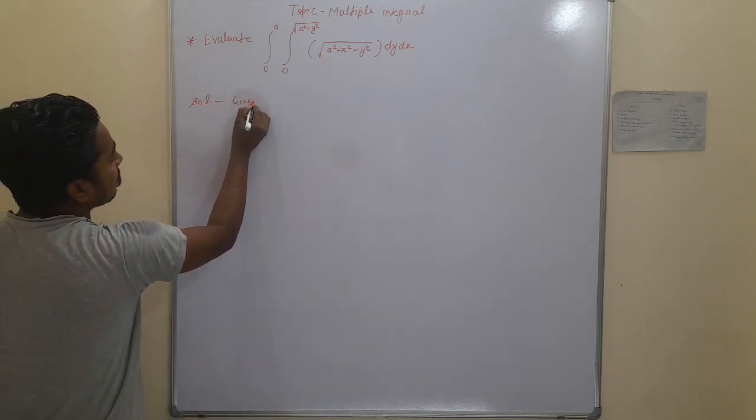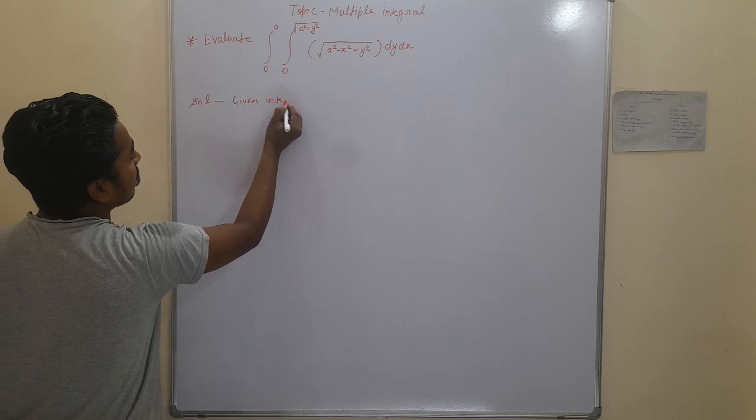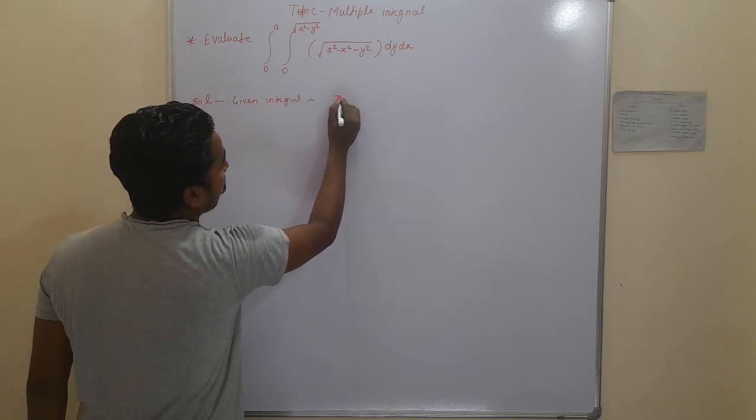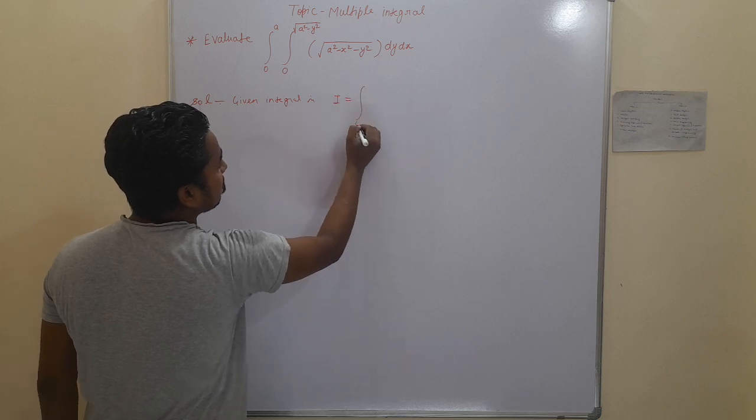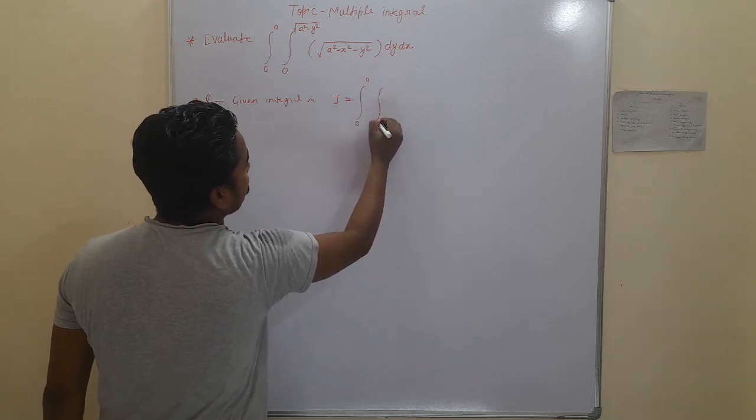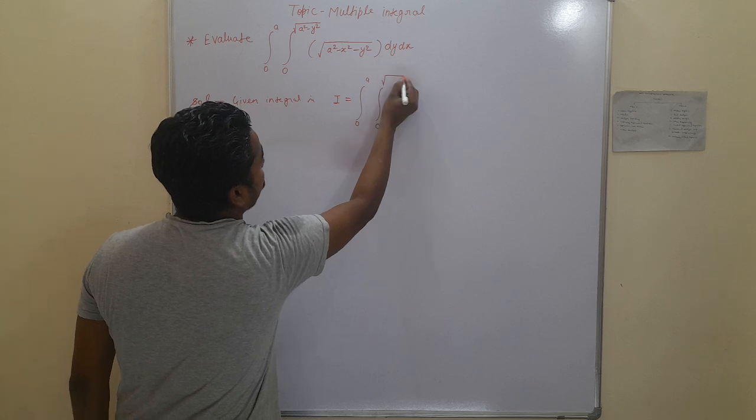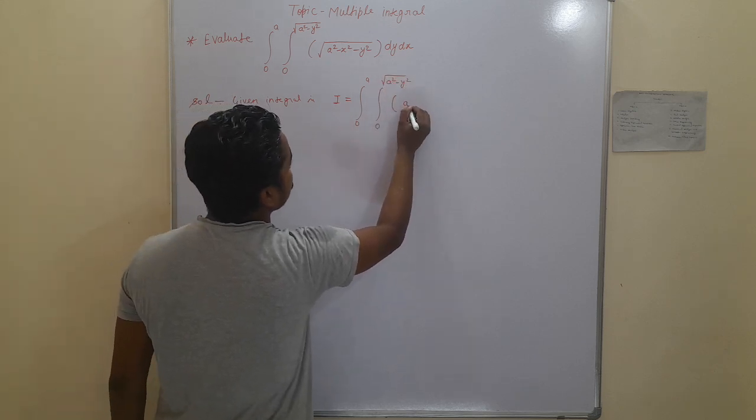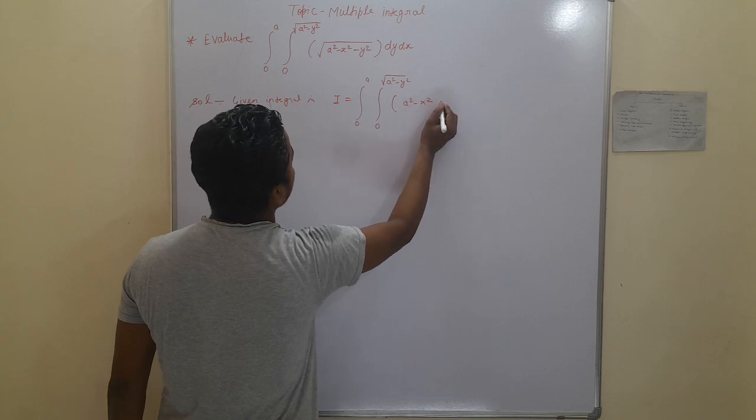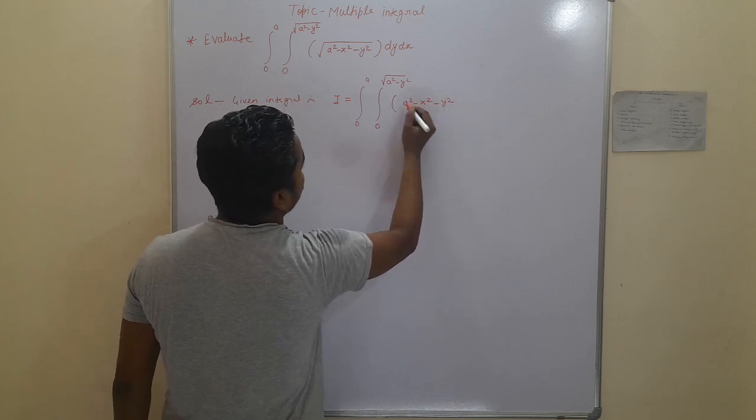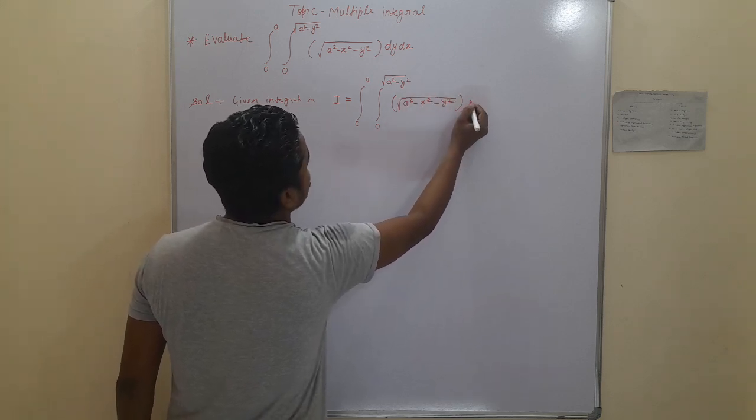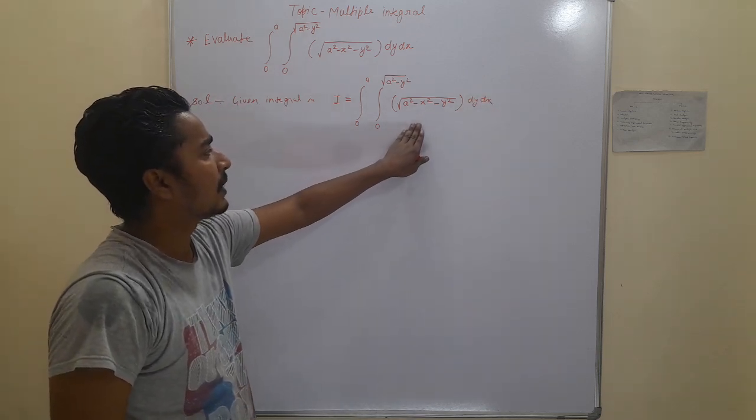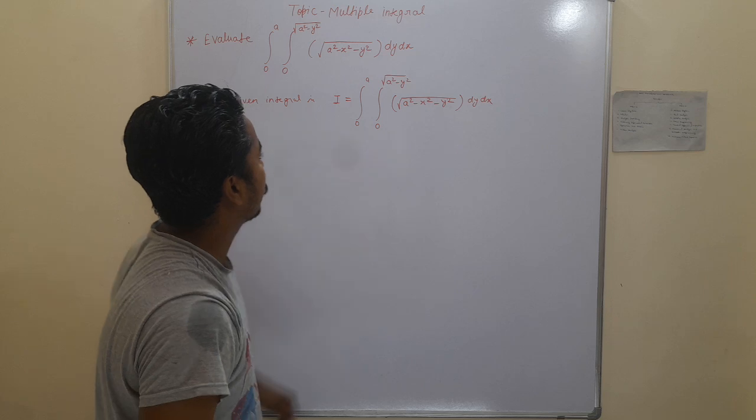The given integral is taken equal to I, which is the integral from 0 to a, and the second limit is 0 to under root of a square minus y square, of under root of a square minus x square minus y square, dy dx. First we have to integrate with respect to x.